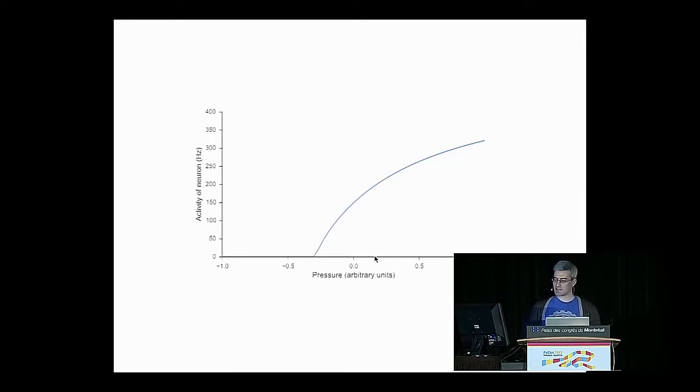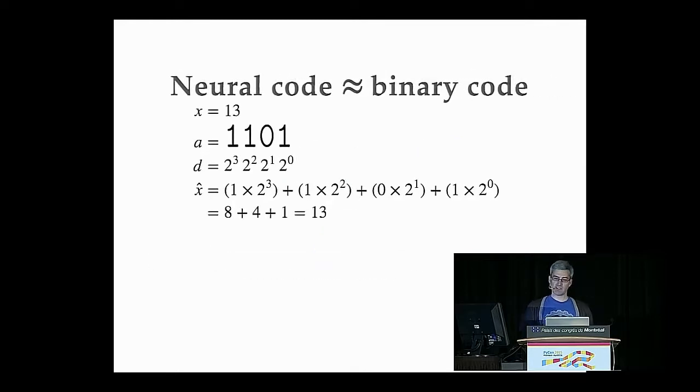And so the way that we do that in Nengo is actually very analogous to binary coding. In computing, binary coding is how we represent information. If we wanted to represent, for example, the integer 13, we can encode that as the binary string 1101. Each of these binary digits represents a different power of 2. So at the low end, this 1 represents 2 to the 0, or 1. At the high end, this 1 represents 2 to the 3rd, or 8.